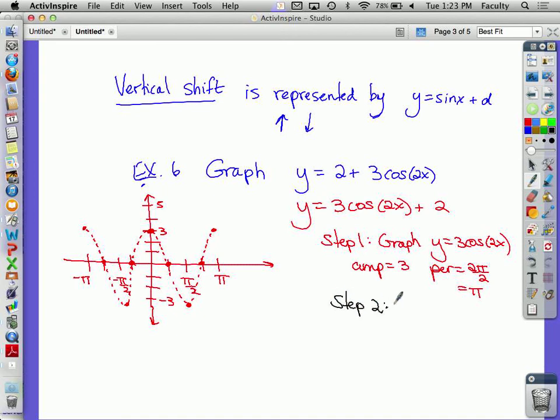Step 2, we have a vertical shift of up 2 units. And you may abbreviate phase shift as PS, and you can use a left-right arrow, and vertical shift VS, and you can use the up-down arrow. So all I'm going to do is take every single point that I plotted and move it up 2 units. And so your final one should be the one that's solid if you're doing 2.